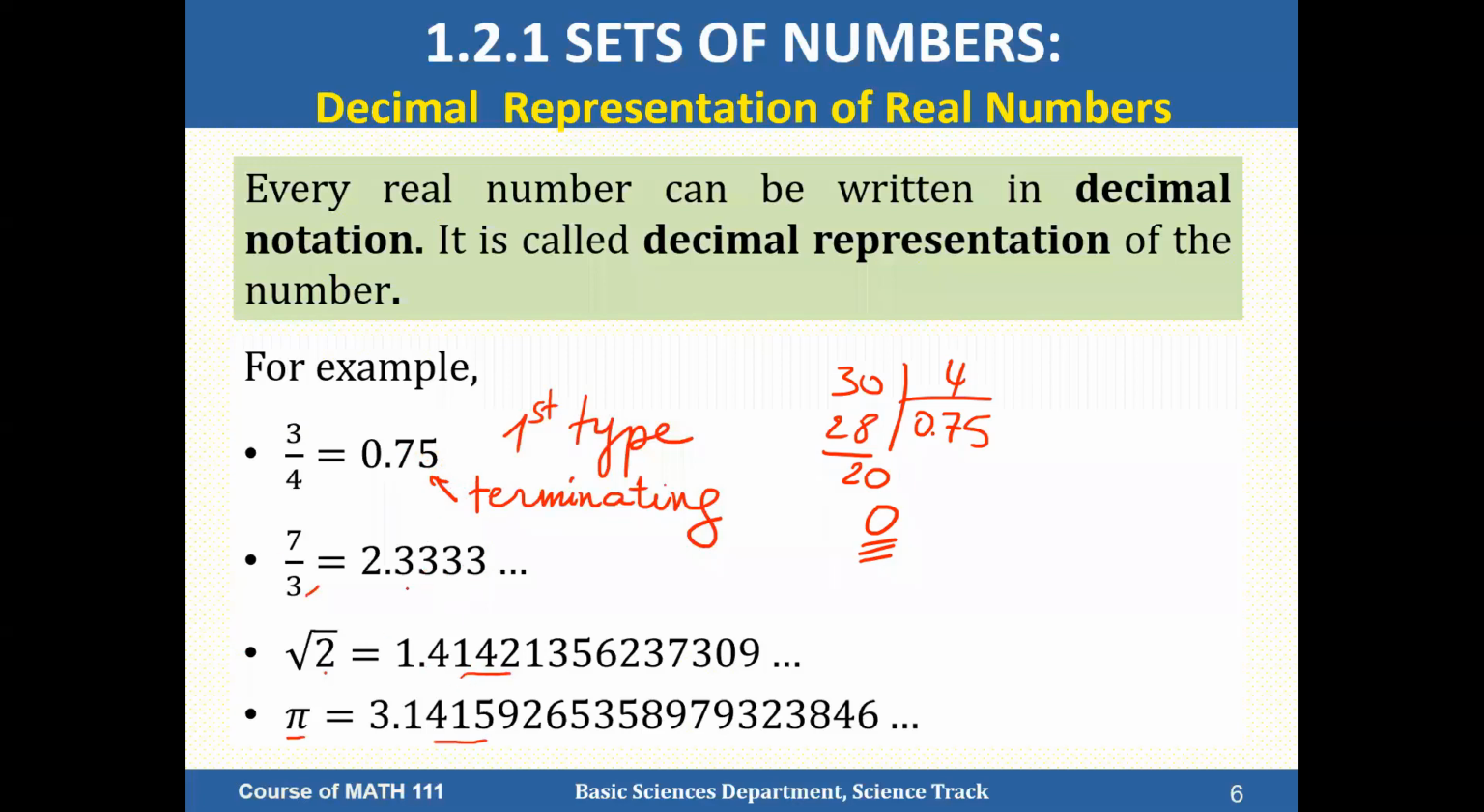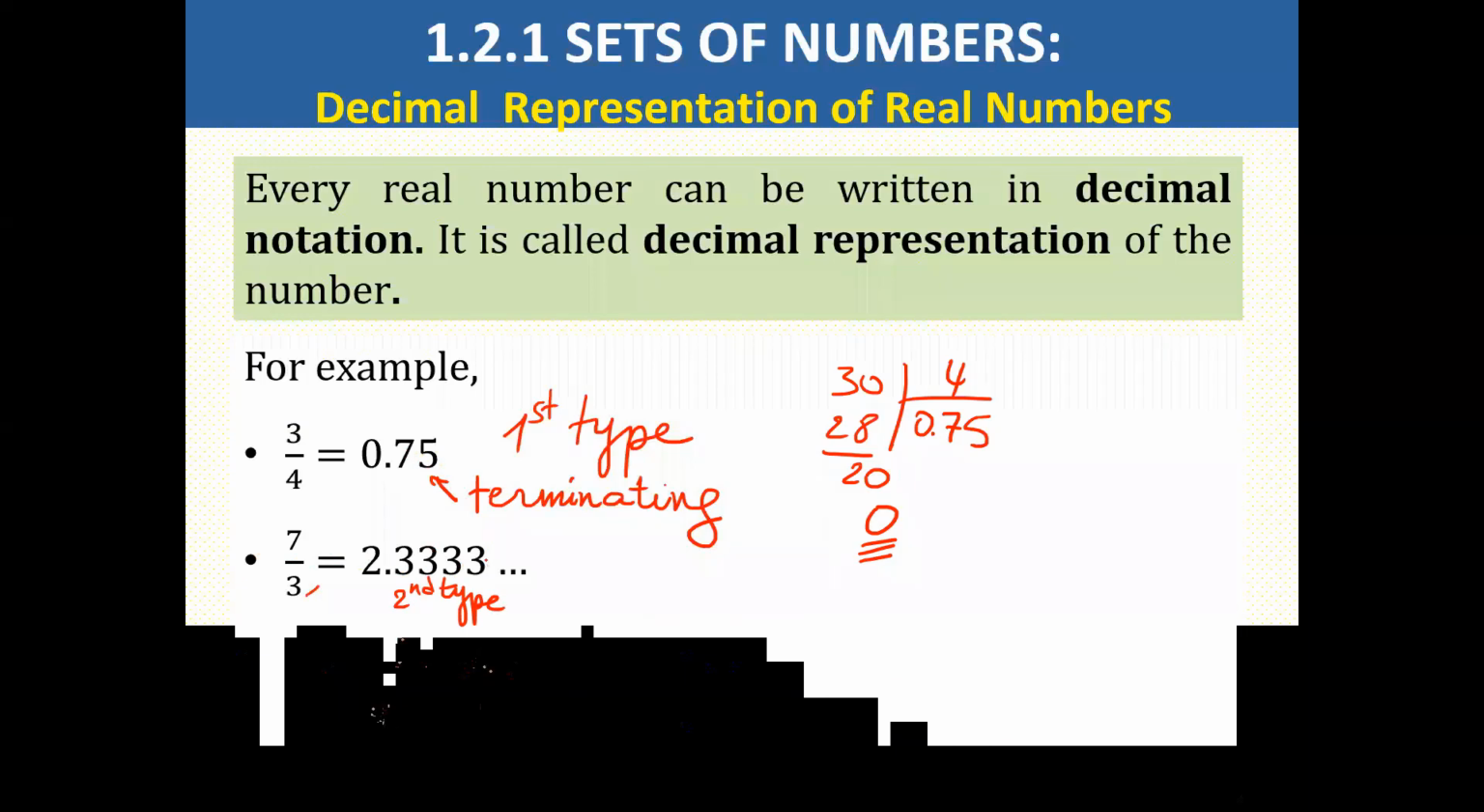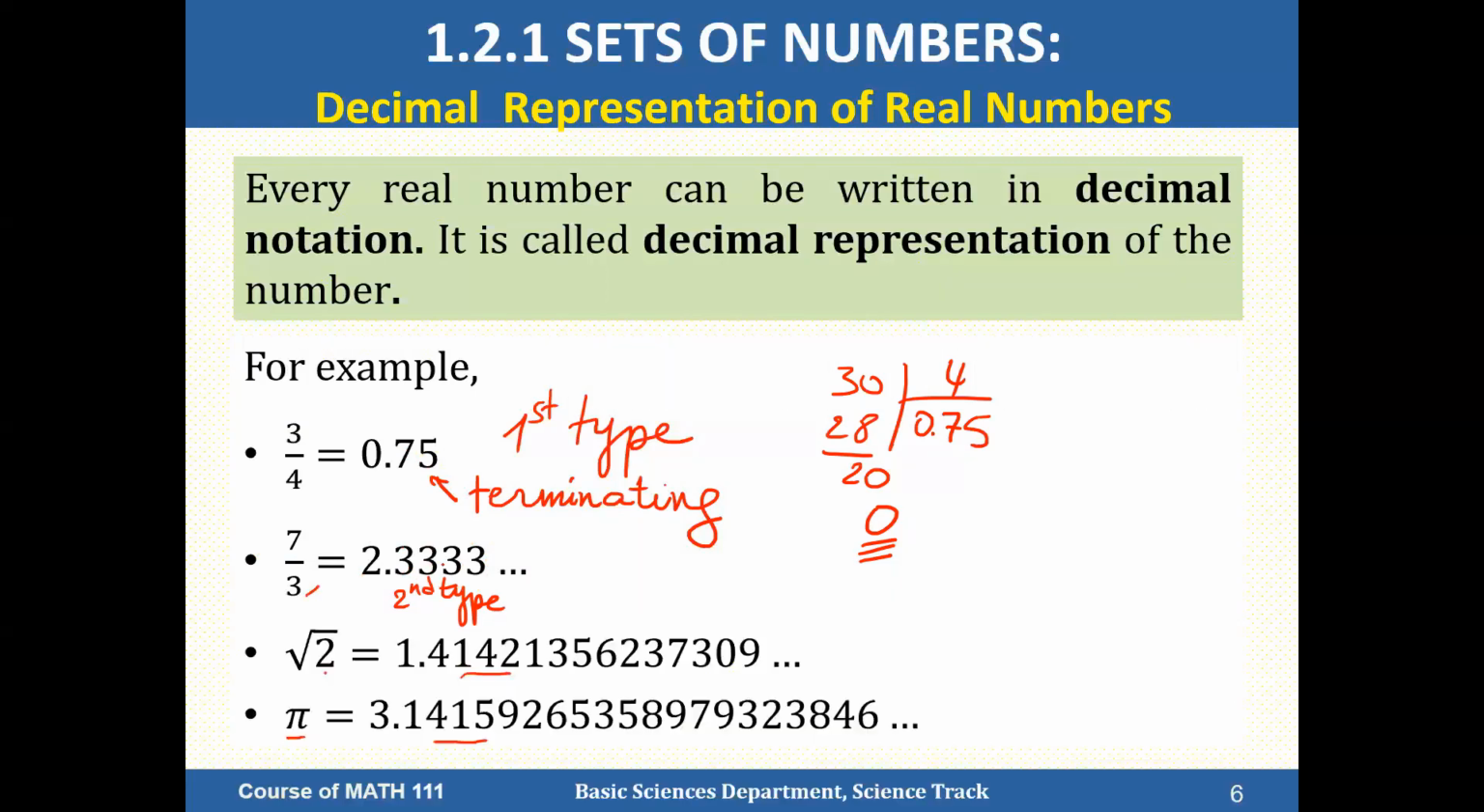This is the second type. What's the property of this type? You see here, we have a repetition, 3, 3, 3, 3, 3. So this is called a repeating decimal number. And this can be represented by 2.3 with a bar over the 3. This means that we repeat 3.